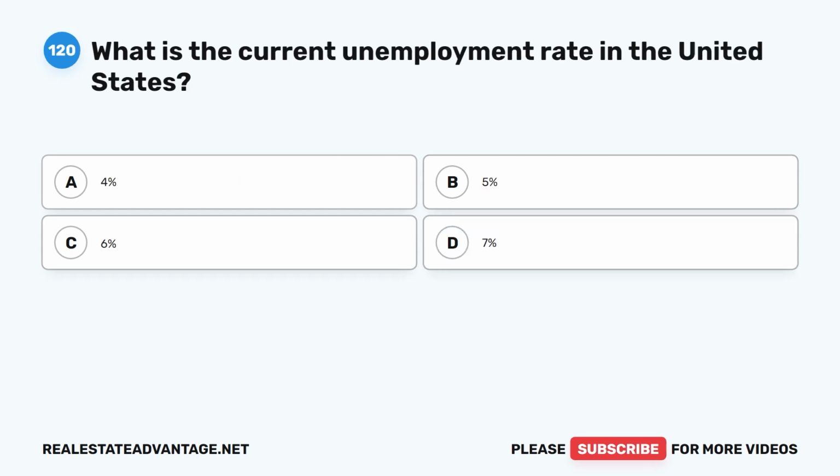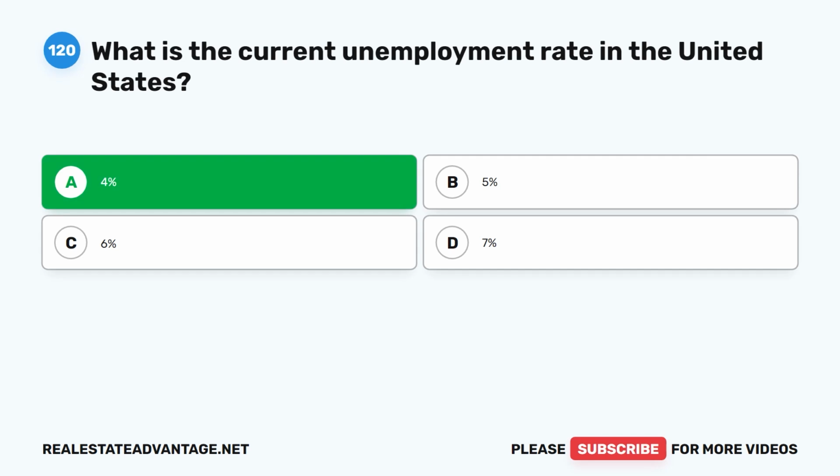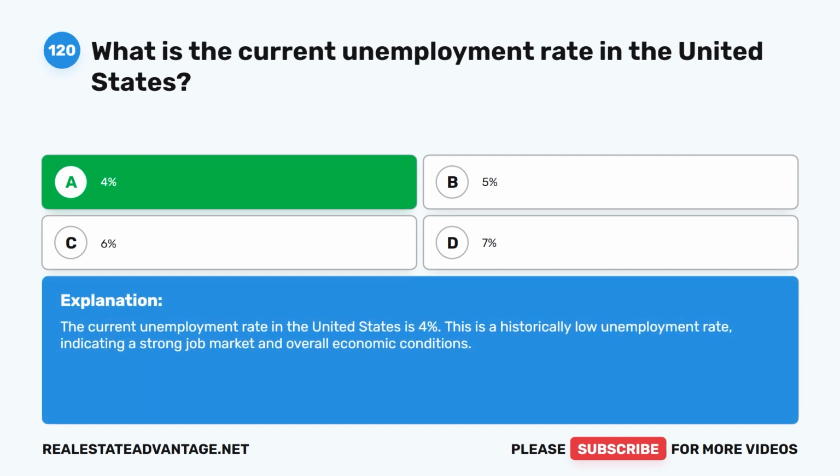Question 120. What is the current unemployment rate in the United States? A. 4%, B. 5%, C. 6%, D. 7%. The correct answer is A. 4%. The current unemployment rate in the United States is 4%. This is a historically low unemployment rate, indicating a strong job market and overall economic conditions.